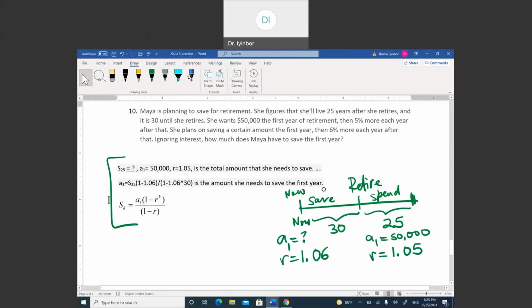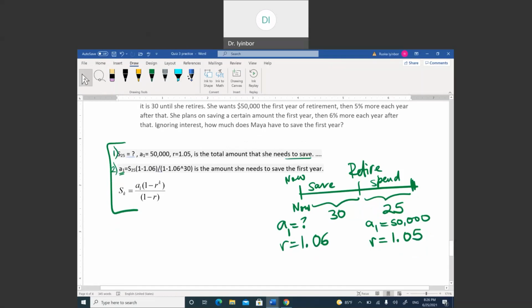The first step is we need to find the sum. We need to see how much money she needs, and we're using S25. So these are the steps. First step is we need to find S25 with this given. We're going to find how much she needs to save. And then after that, we're going to find A1 using the formula. This is the formula you're using down here, and we need to find A1. Okay, so these are the things given, and we're going to use the calculator to simplify it.